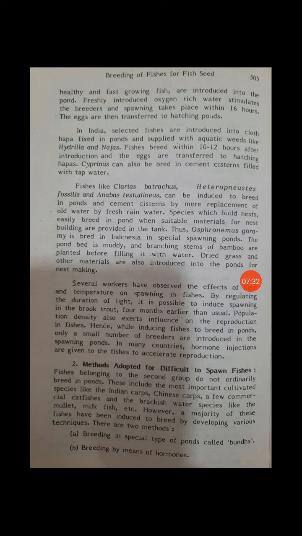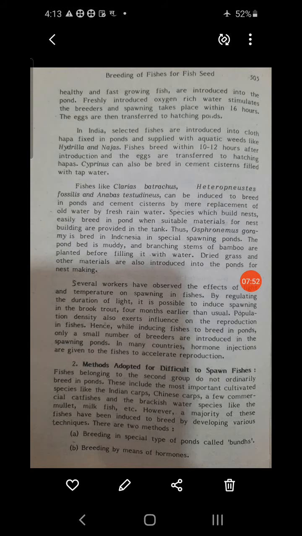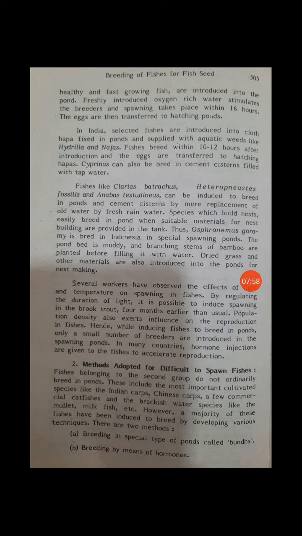Now the next point is methods adopted for difficult to spawn fishes. In this case, these fishes do not ordinarily breed in ponds. These include the most important cultivated species like Indian carps, a few commercial catfishes, and the brackish water species like the mullet, milkfish, etc. However, a majority of these fishes have been induced to breed by developing various techniques. There are two methods: breeding in special types of ponds called bunds, and breeding by means of hormones.